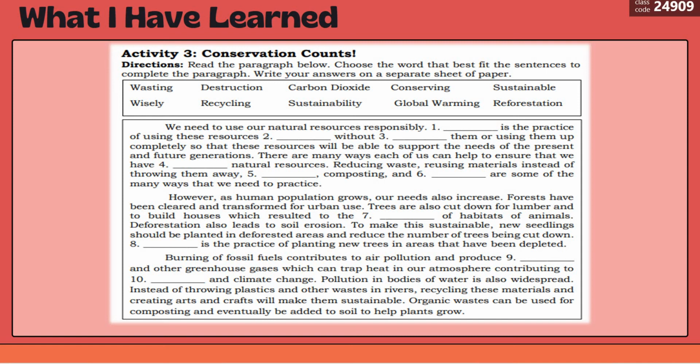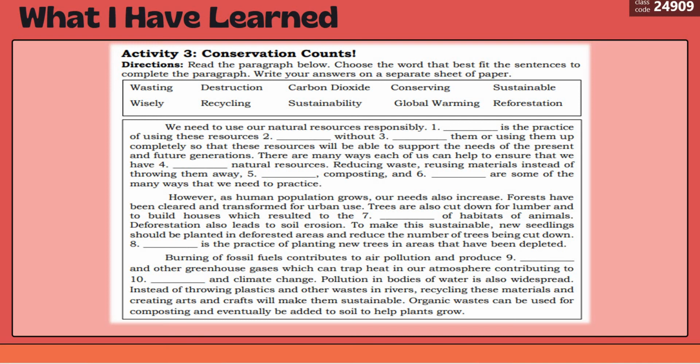Conservation Counts. Directions: read the paragraph below. Use the word that best fits the sentences to complete the paragraph. Write your answers on a sheet of paper. The words are wasting, wisely, destruction, recycling, carbon dioxide, sustainability, conserving, global warming, sustainable, and reforestation.